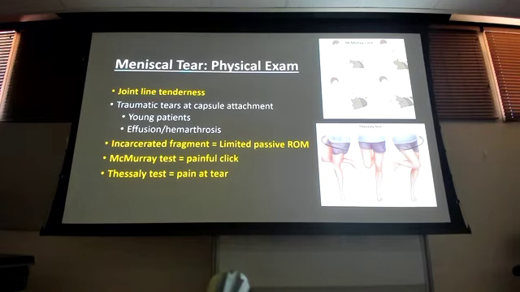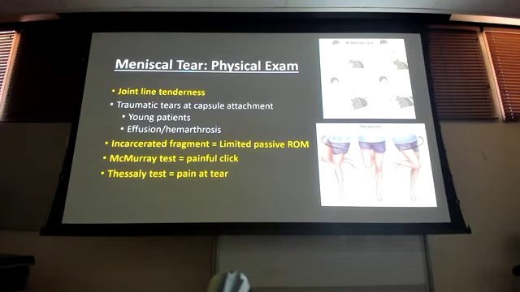So traumatic tears of the capsule attachment. That's like another little subset, right? Young patients, they can have effusion, hemarthrosis. How useful is that? Not sure. Do we get MRIs a lot of times for meniscal injuries? Absolutely. Okay? We gotta know what we're getting ourselves into before we get in there. So, incarcerated fragment equals limited passive range of motion. What did I just tell you that kind of tear is? Bucket handle tear. That's all they're telling you there.